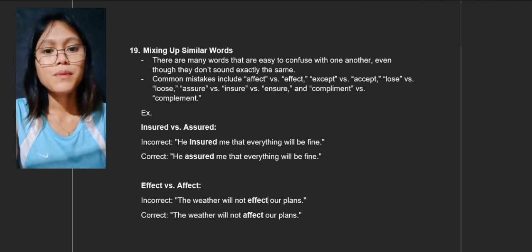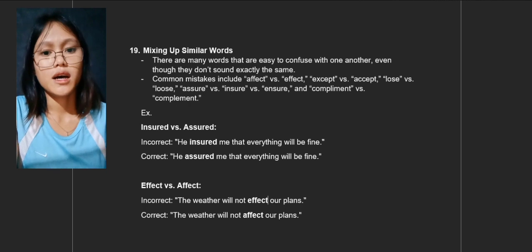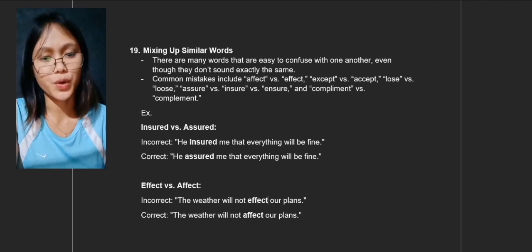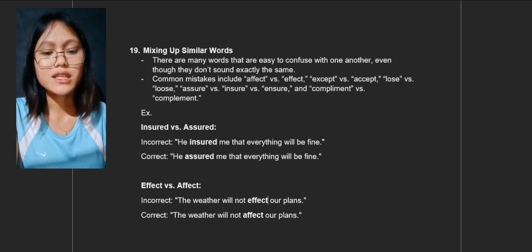So, example for ensured and assured, incorrect sentence. He ensured me that everything will be fine. You should not use ensured here instead of using assured. So the correct sentence is, he assured me that everything will be fine.